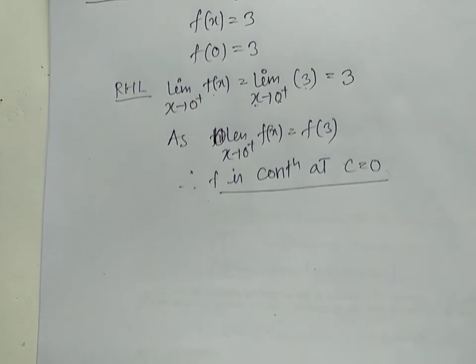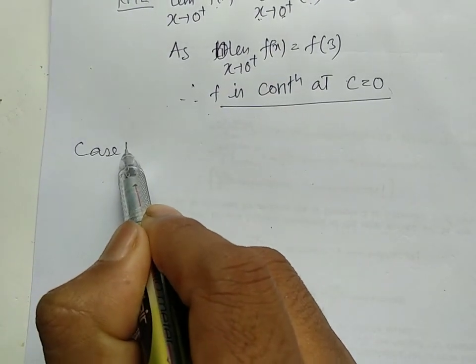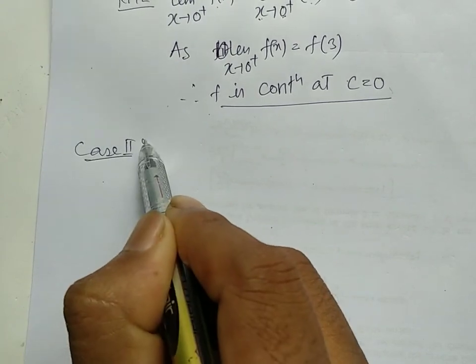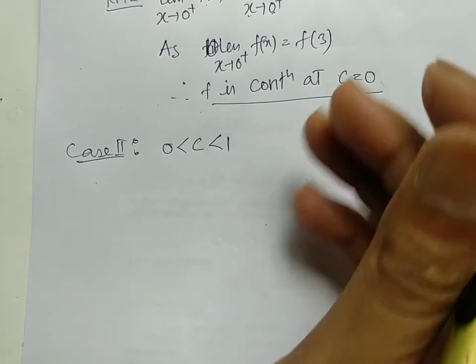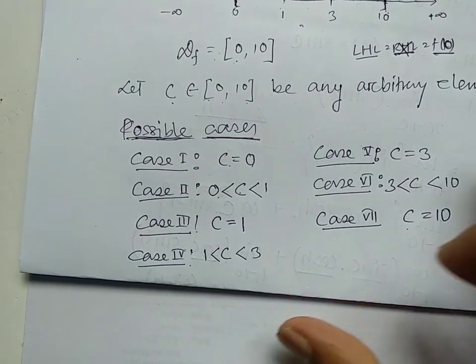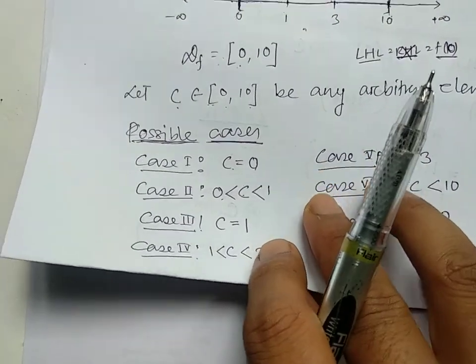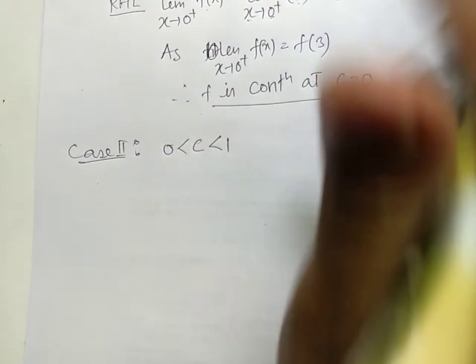Now we will try to check the second case. So case 2. What is the case? Case 2 is given: c greater than 0 and less than 1. This is the second case. Second case means what? c lies between 0 and 1. Okay. Now listen. c means what? We can easily think about that.